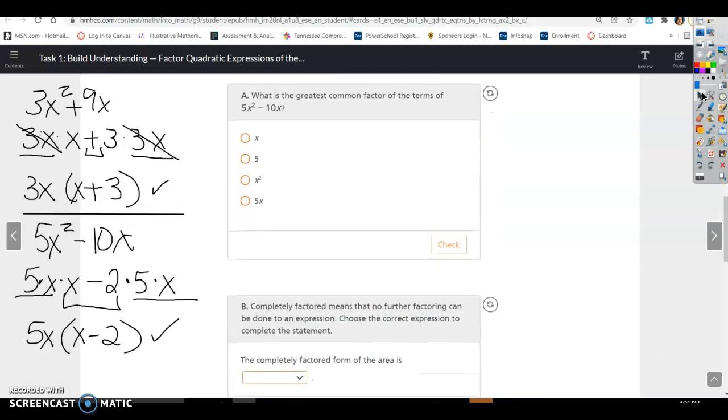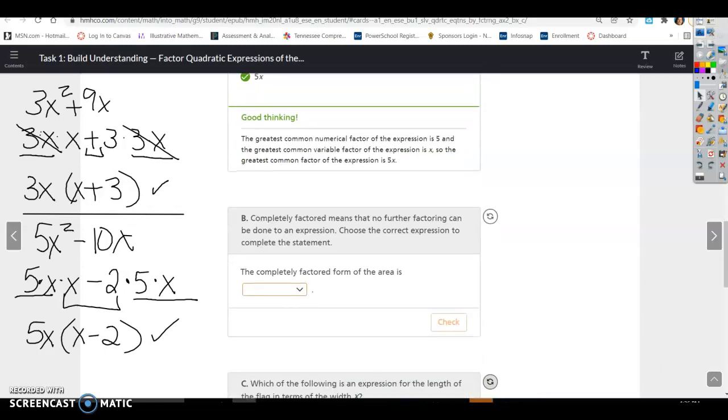So part A says, what is the greatest common factor of the terms? So we don't just want a common factor, we want the greatest common factor. So that would be 5x. If you factored out just 5, times x squared minus 2x, it would still produce this. But if you don't pull the x out with the 5, you didn't pull out the greatest common factor. So make sure you always pull out everything that can be factored out, so that you find your greatest common factor.